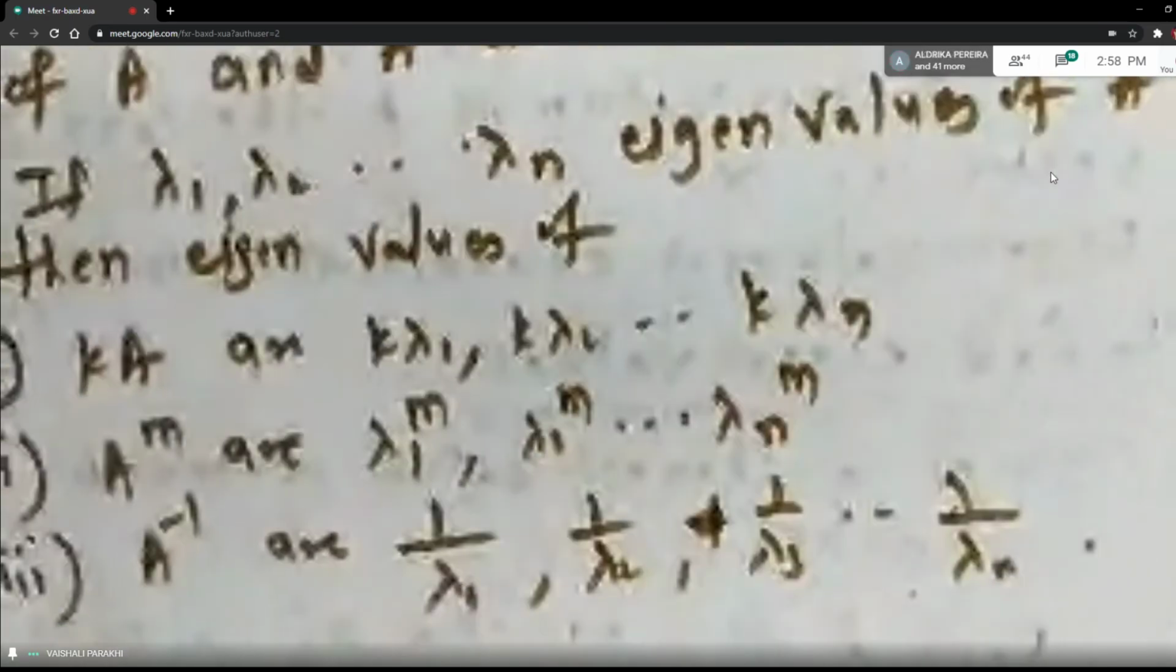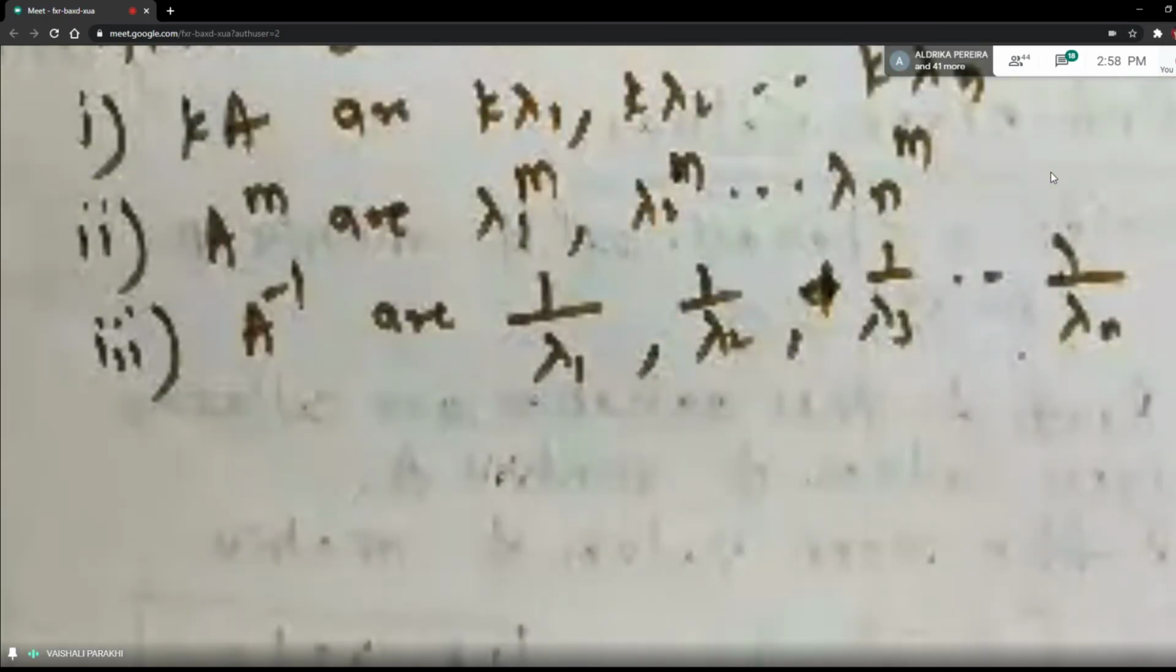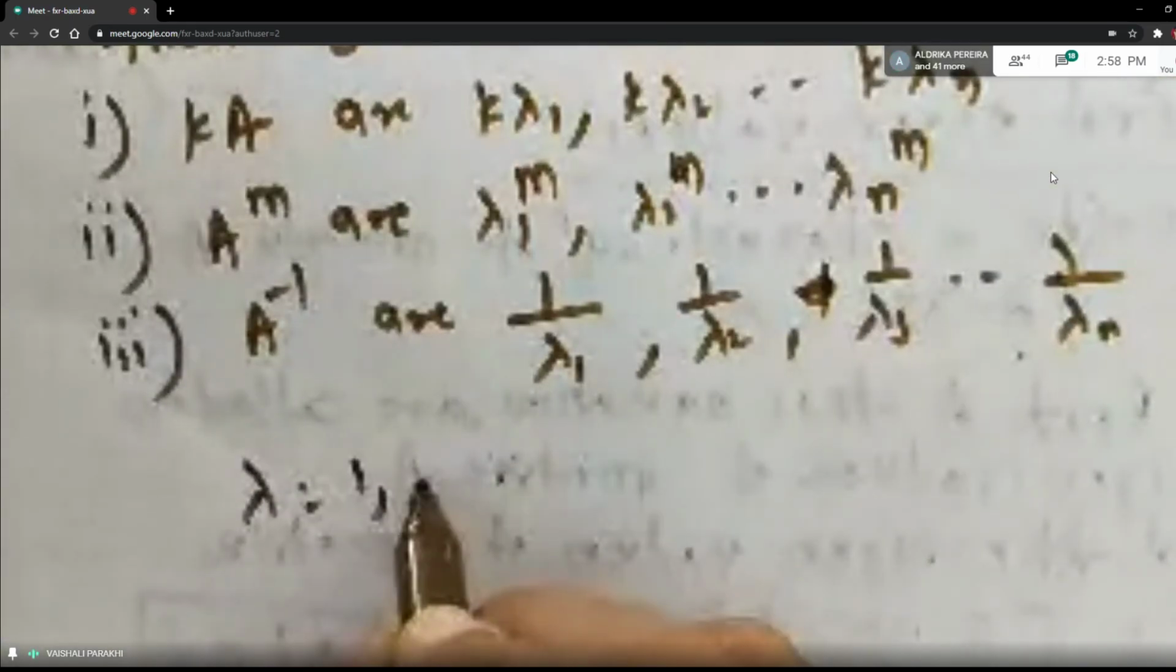For example, suppose your eigenvalues for the previous problem were what? 1, 2, 3, no? These were eigenvalues of matrix A. Suppose it is asked to find eigenvalues of matrix A inverse. What are you going to do? It will be 1 by 1, 1 by 2 and 1 by 3. Just take the reciprocals, that's all.